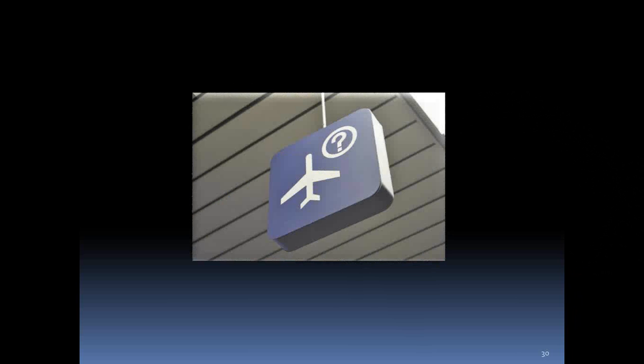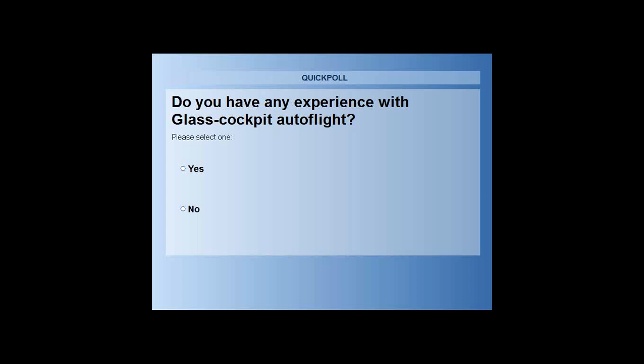So I have a question for you first, though, before we get into all that. I'd like to know before we go through this, do you have any experience with glass cockpit autoflight? Now, by glass cockpit autoflight, I mean glass cockpit, more than one screen. You've got a moving map, you've got your EFIS, electronic flight instrument system, you've got GPS, and you've got autopilot, and you fly it by using that system. That's what I'm talking about, autoflight.